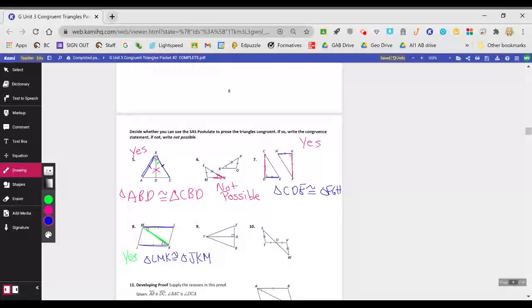Okay, now number 9, the only thing that's labeled on 9 is the right angle. So I do know I have two right angles, and I know this side's congruent to itself, but that's all I know, so that's not possible. Number 10, I don't have any angles labeled. I do know that this angle is congruent to this angle because of vertical angles. However, that angle is not in between my two sides. So that one's also not possible.